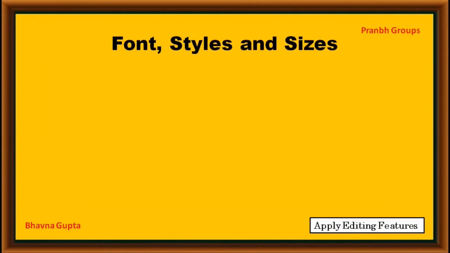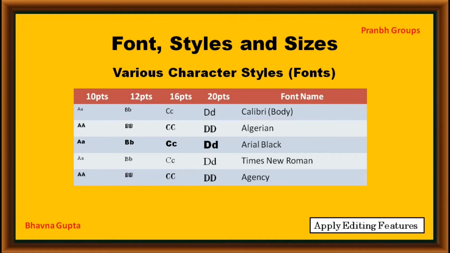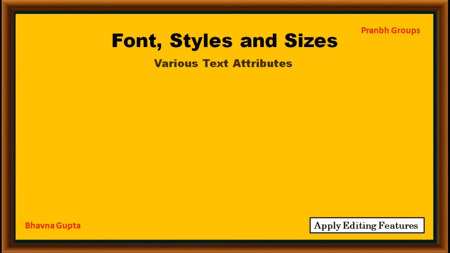Next one, font style and sizes. Modern word processors offer a variety of character types, styles and sizes. The character type is generally called font. The fonts are measured in points like 10 points, 12 points, 16 points, 20 points. These are font names.